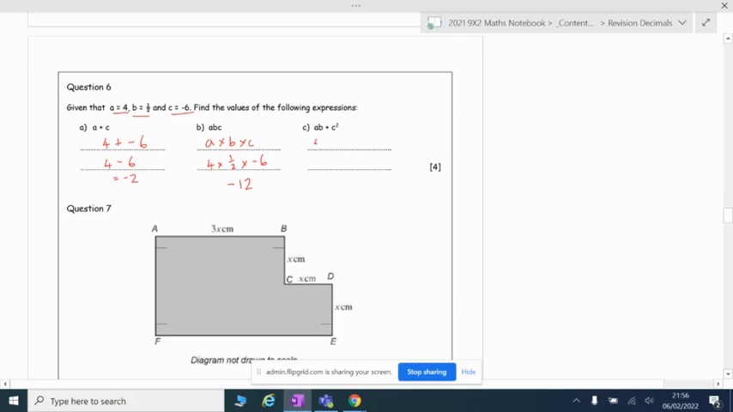And finally, a times b, that bit's 2, plus c squared, the bit that we got wrong, quite a few of us anyway. Easy to write minus 36 there, right? 6 times 6 is 36, but minus 6 means minus 6 times minus 6, which is plus 36. So we're adding plus 36, and the two pluses stay as a plus. So that is 38.